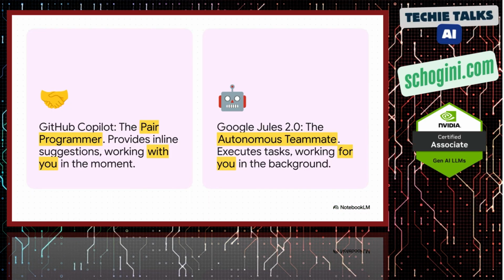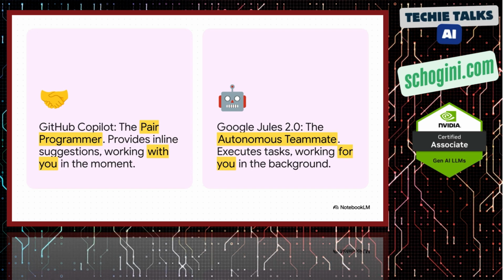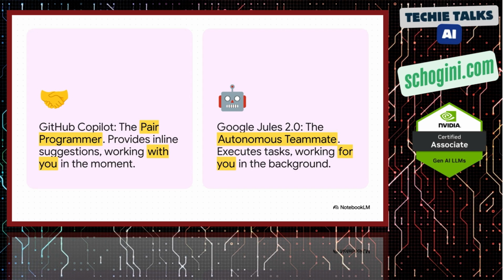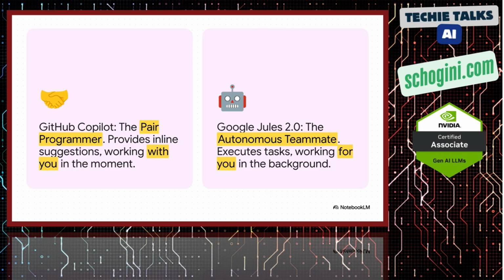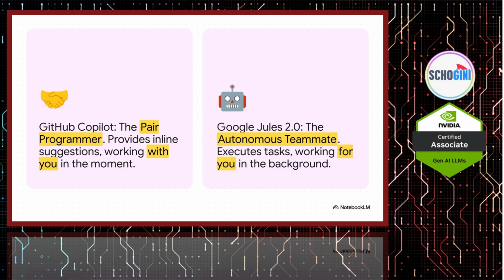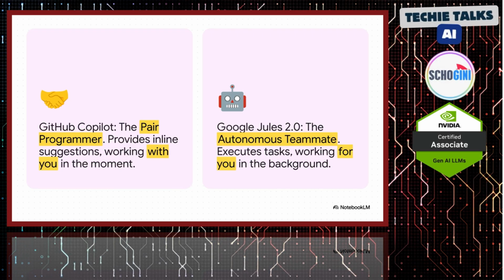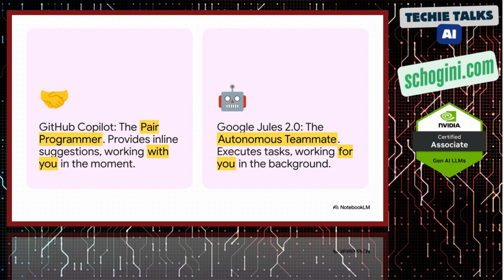Okay, the simplest way to think about it is like this. GitHub Copilot is your pair programmer. It sits next to you, working with you in the moment, suggesting what you might type next. On the other hand, Jules is your autonomous teammate. It works for you in the background, handling entire tasks that you've delegated. So one helps you type faster, the other one takes whole chunks of work off your to-do list.